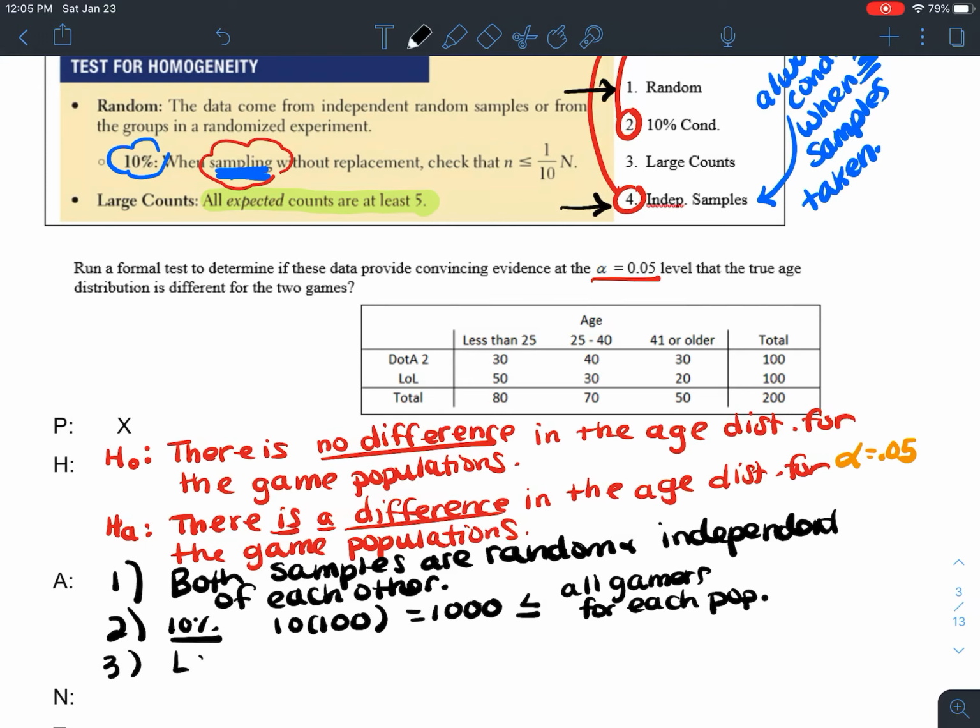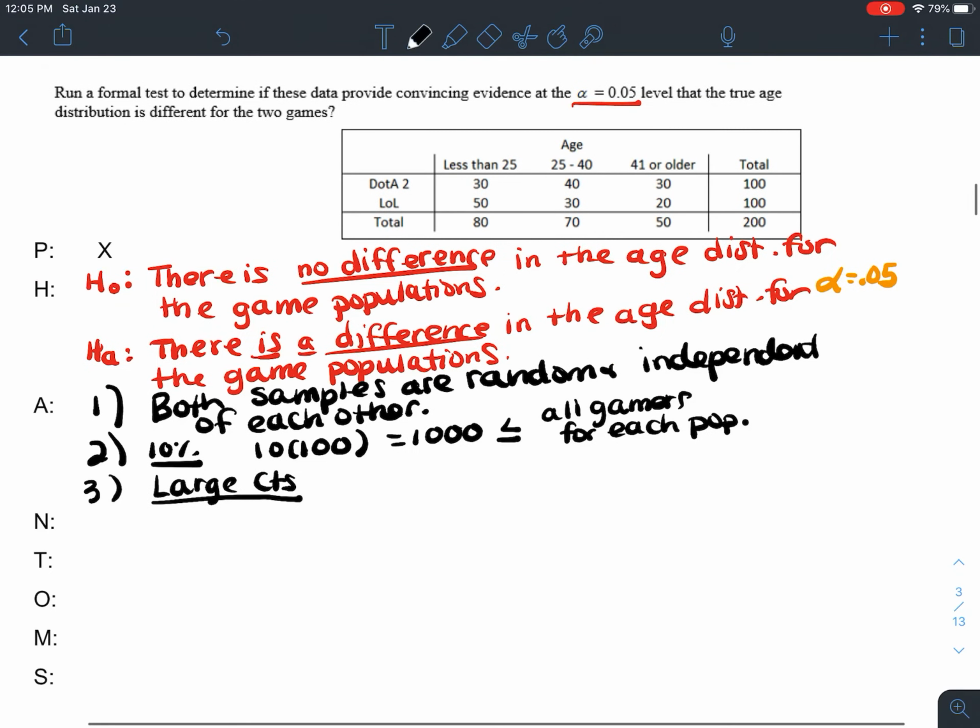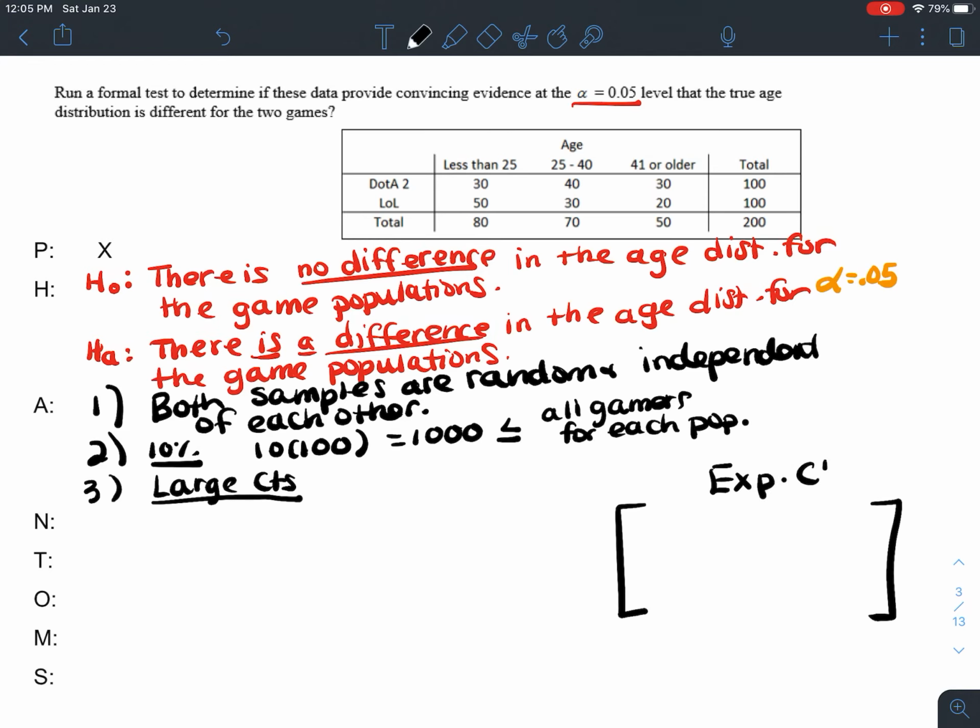Then that brings us to the large counts condition. Large counts condition is where I need to show that all of the expected counts are greater than or equal to 5. Now for me to be able to do this, I need to construct a little matrix here, and I'm going to label this as going to house my expected counts. You can see up here, I'm going to go ahead and highlight these are my 6 entries. Those are all the observed counts, by the way.